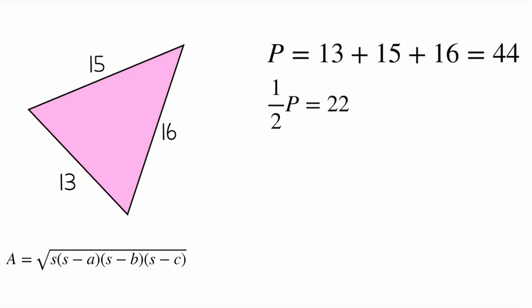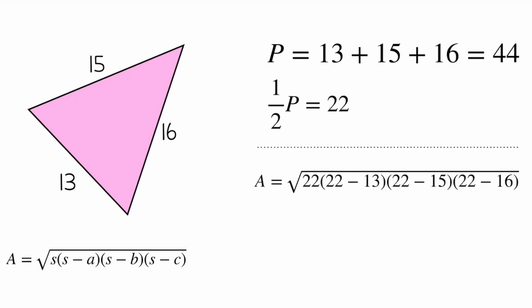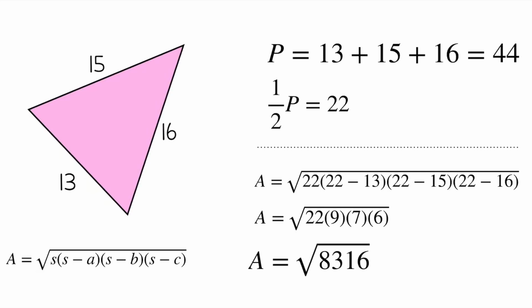Then we're going to plug it into Heron's Formula along with the side lengths, so we get this, and then when we simplify everything in our parentheses, we get this, and when we multiply everything together, we get the square root of 8,316, or approximately 91.2. And of course, we need our units squared.